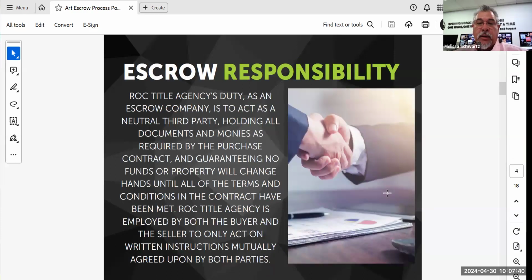Escrow responsibility as an escrow company is to act as a neutral third party. Even though you are a client, we have to be neutral to both parties. Once we're informed of something from one party that affects the transaction, we have to let the other party know as well. We'll hold documents and monies required for purchase, guaranteeing no funds or property will change hands until all of the terms and conditions of the contract have been met.